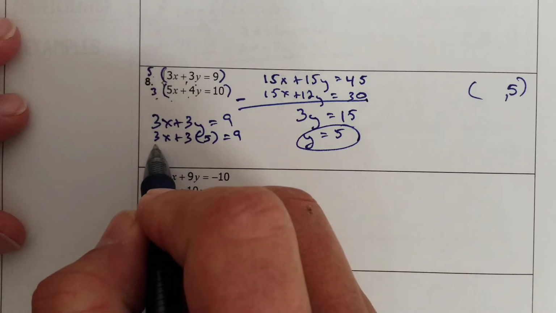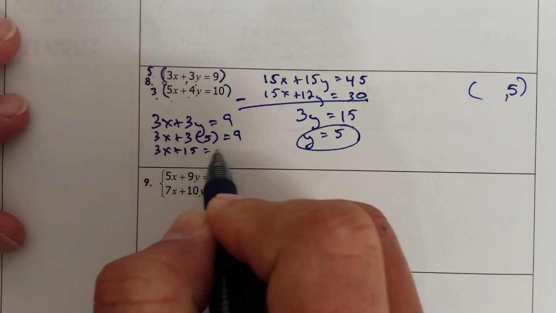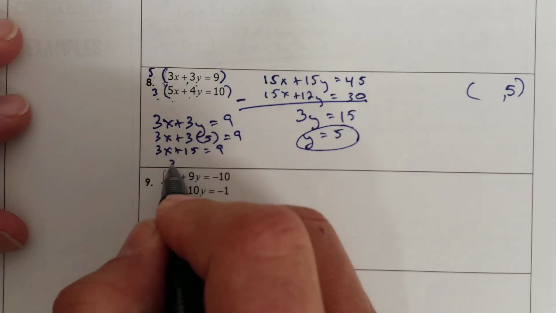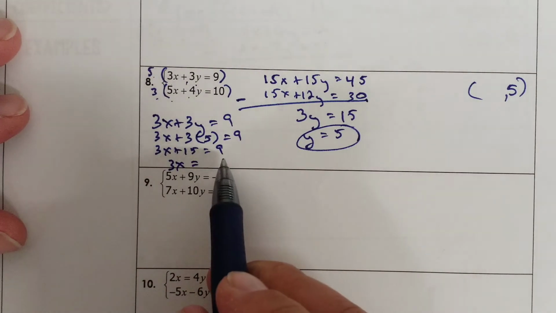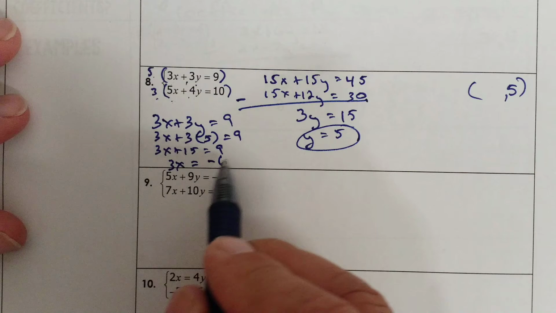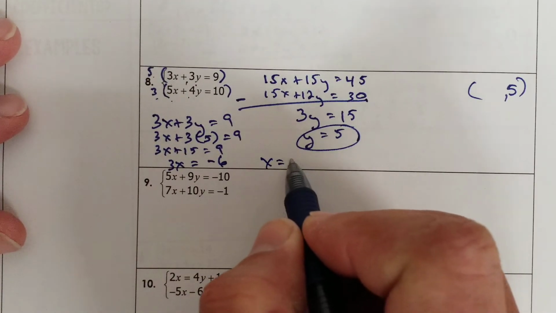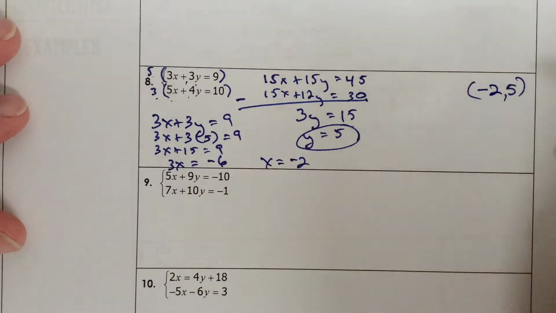So 3 times 5 is 15. We're going to multiply that together. Running out of room here. I'm going to take away 15 from both sides, and that would give me 3x equals negative 6 when I take away 15. When I divide by 3, x is going to be negative 2.